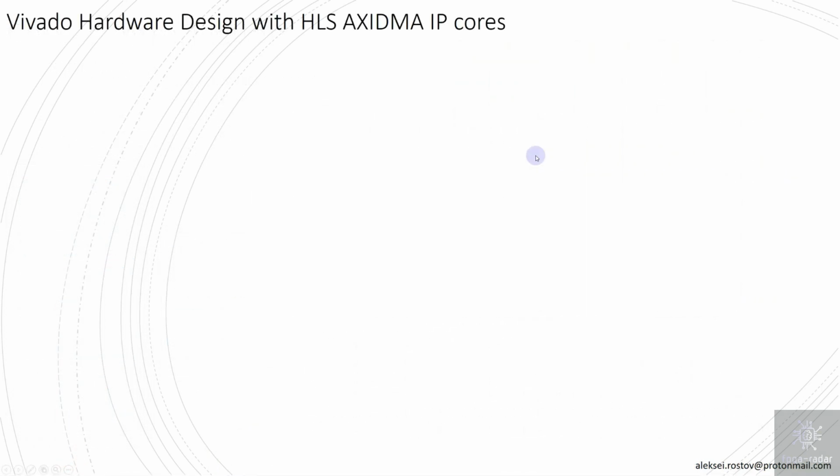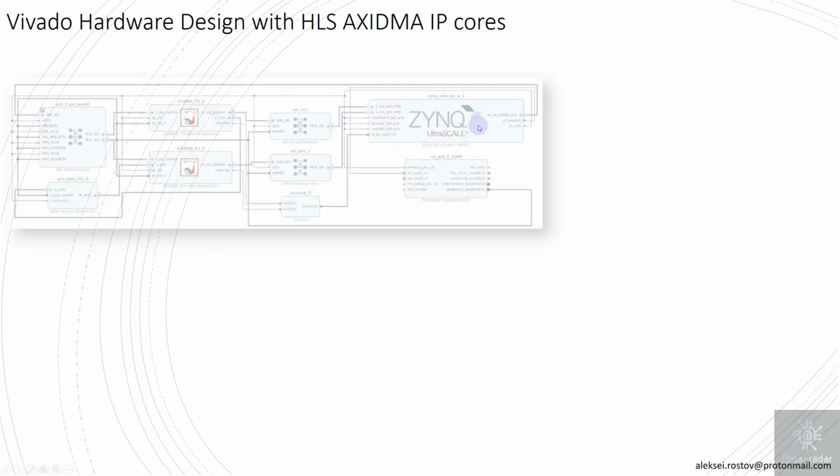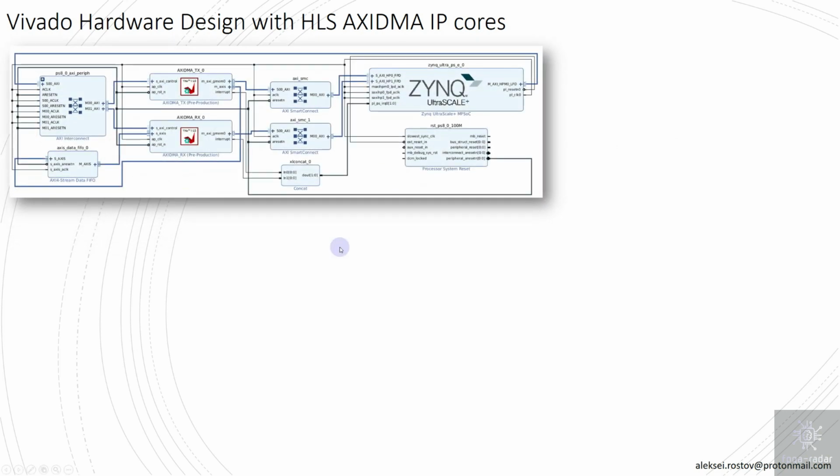So first, the Vivado hardware design with AXI DMA IP cores. This is the hardware design that I'm using in my Vivado. Here you can see two IP cores that are connected via an AXI memory-mapped interface to the processing system. Also both have an AXI stream interface, and they are connected together via a FIFO.